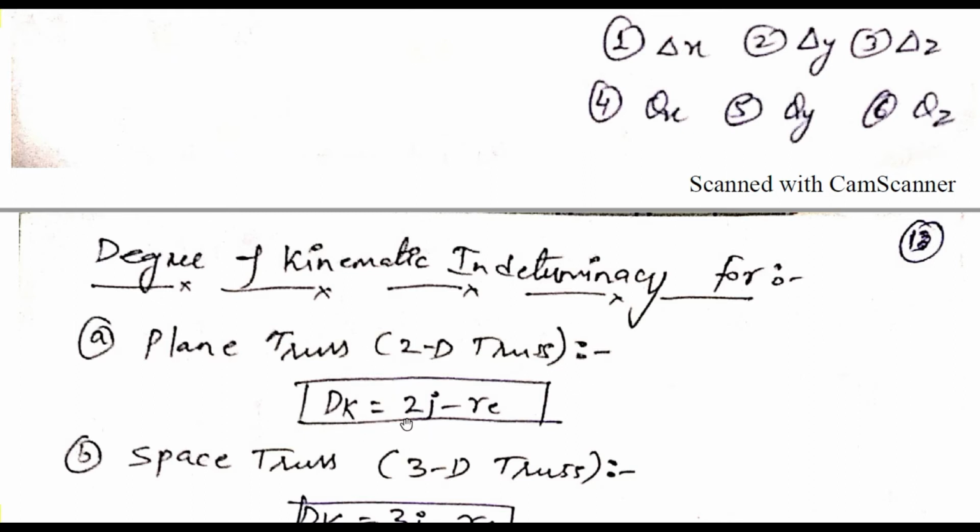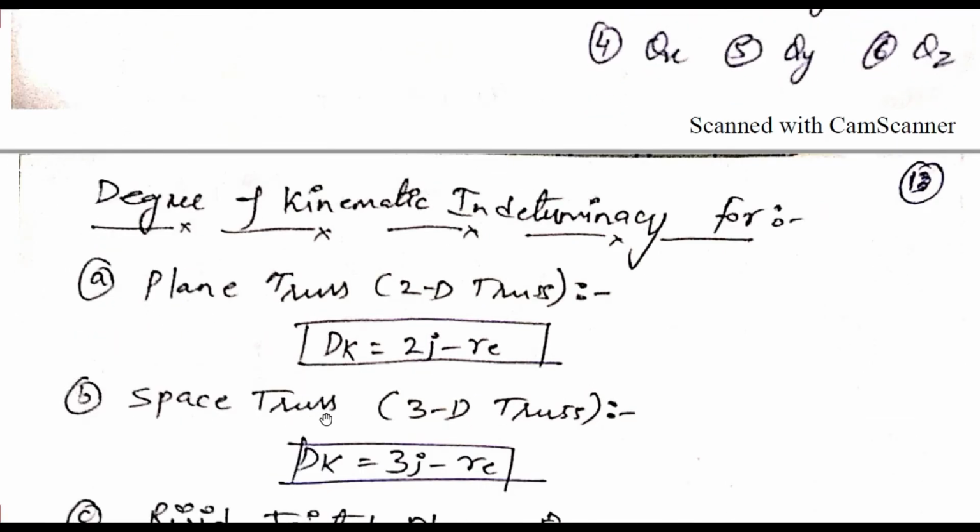Therefore dk is equal to 2j minus re, because we have 2 degrees of freedom available at each joint, and we have j joints in the truss. Here re is the external support reactions, so 2j minus re will be the number of unrestrained displacement components at all the joints. So for a 2D truss you have to remember 2j minus re, and for a space truss the formula will change to 3j minus re.